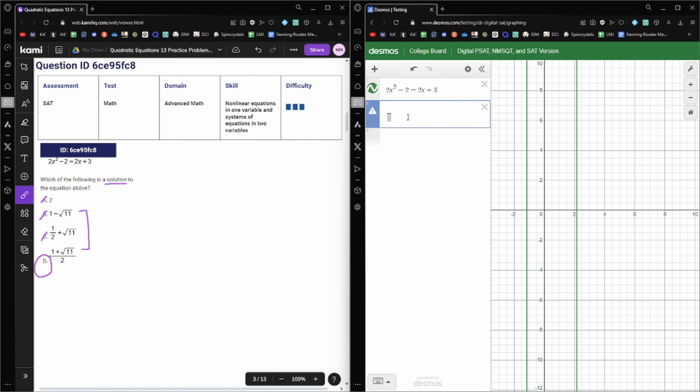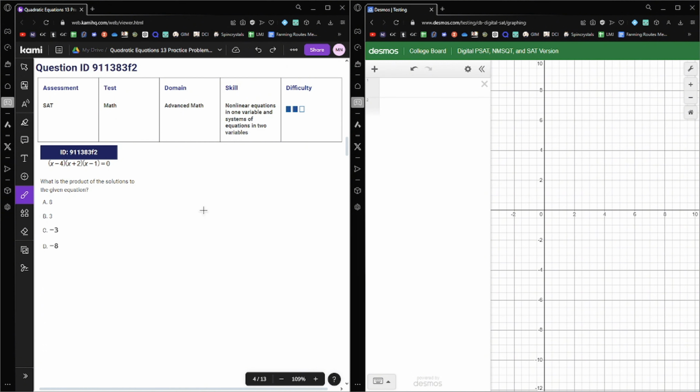Which means it's D because it's the last one, but let's plug it in just to check. 1 plus square root of 11 divided by 2, that's going to be 2.158. And that does match up with one of our solutions, so our answer is D.